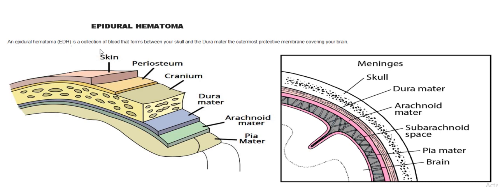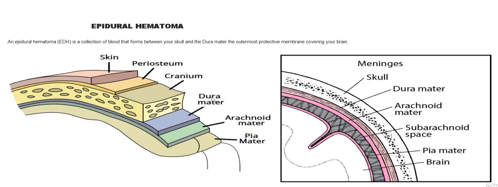We will define it as a collection of blood between the skull and the dura mater. Dura mater is the outer layer of the meningeal layer that covers the brain. We will see our cranial layers. First one will be the skin, after that periosteum, cranium. Cranium is the bony part of the skull, and we will look at the meningeal layer.